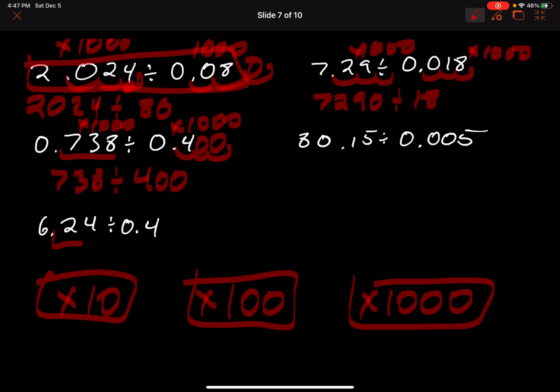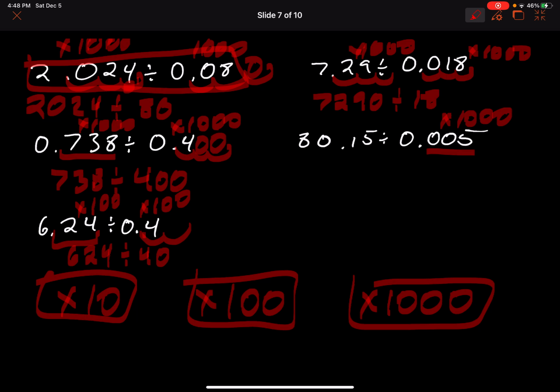Okay, and for this one, I'd only multiply by 100. So this would be 624 divided by, moving the decimal place 2 places, 40. And again, I find it easier. You might want to multiply by 100, doesn't matter. I still multiply by 1,000. I do it based on the number of place values there. So this would be 3 decimal places divided by, and then 3 decimal places, and that'd be 5.